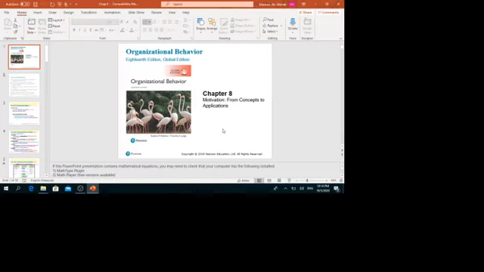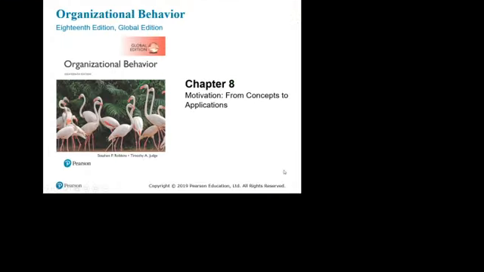Okay, we're going to start with chapter 8, motivations from concept to application. Chapter 8 starts talking about job design. One of the models under job design is the JCM, or Job Characteristics Model.